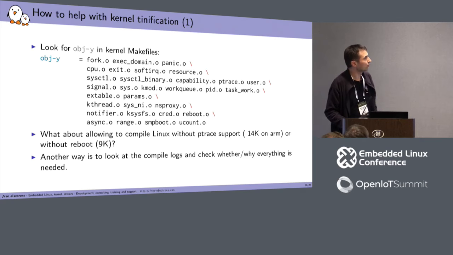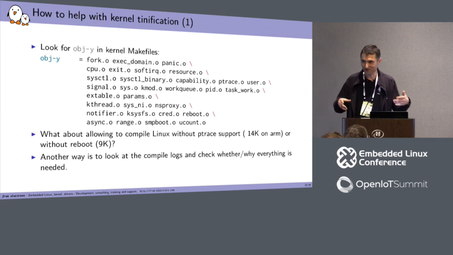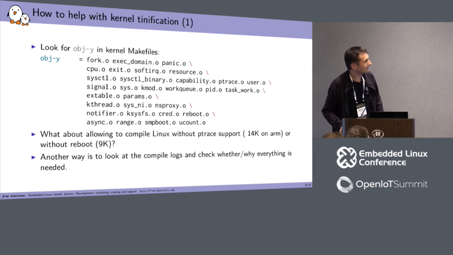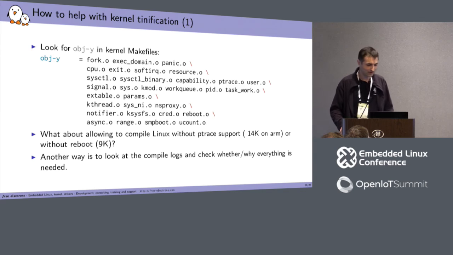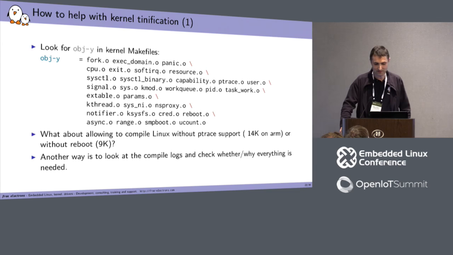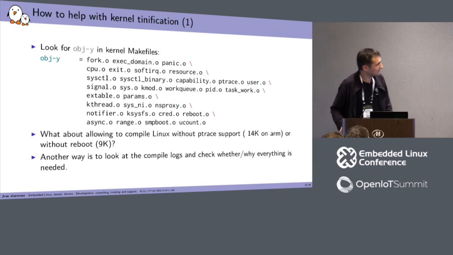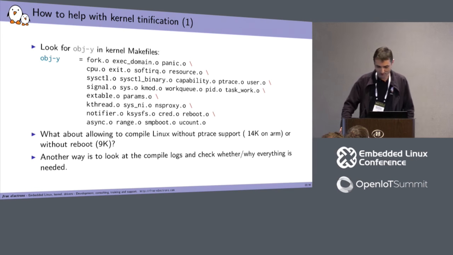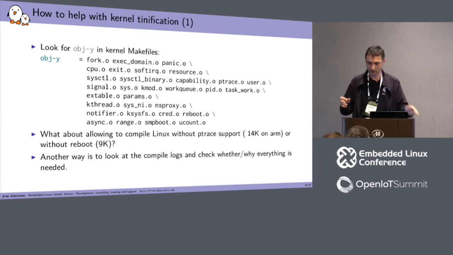If you still want to help with kernel tinyification and add a few more kernel configuration options, you can. There are several things you can do. Look for simple obj-y statements in kernel makefiles, and you can see some opportunities for simplification. Like here, do we really need ptrace support all the time, which takes 14K on ARM if you take the size of the .o files, or without reboot support, that would be fun.